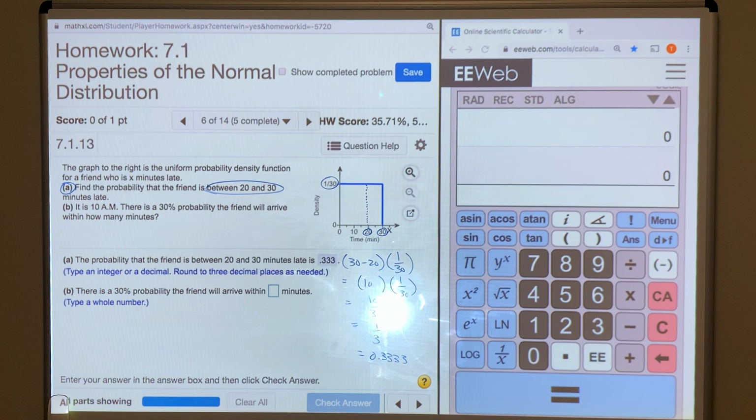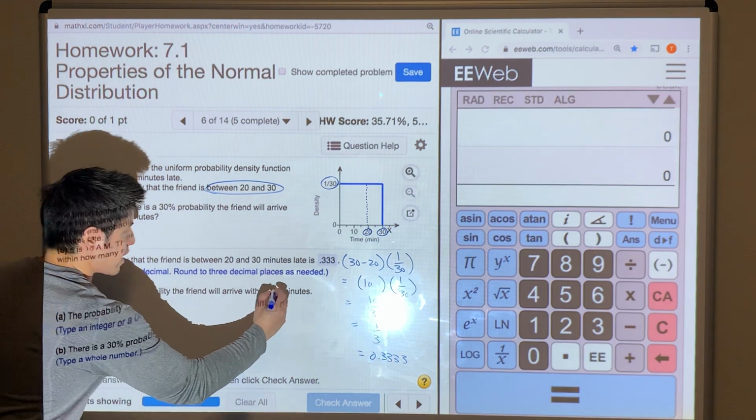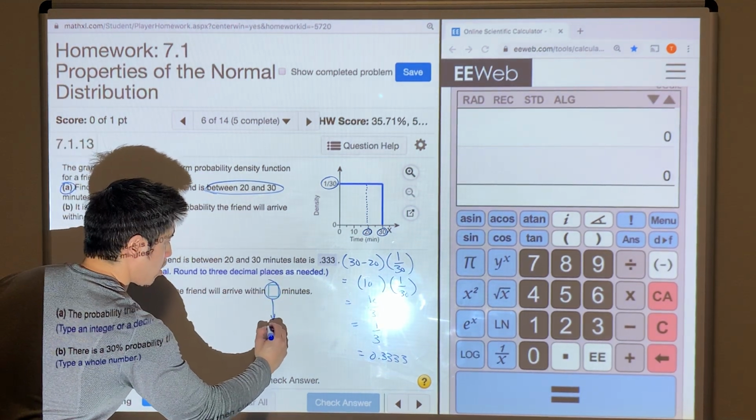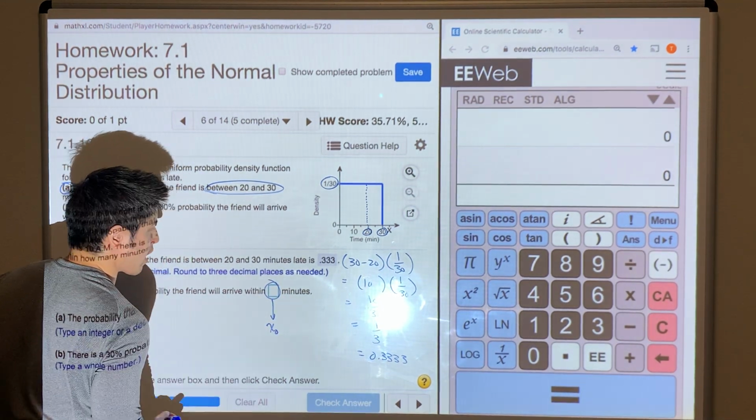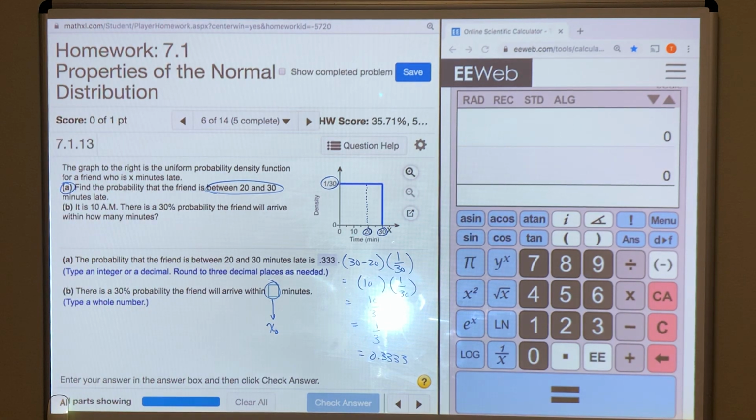Okay, part B. So there is a 30% probability the friend will arrive within X number of minutes. Well, in order to do this, you got to set up an equation. The equation is going to be set up as follows. This right here is what we're searching for. We're going to call that X0. You call it whatever you want, no big deal.